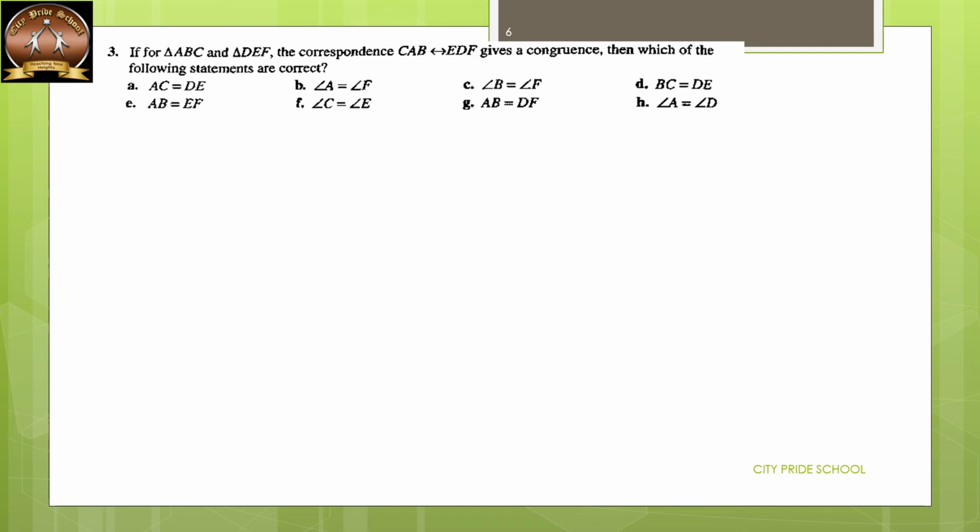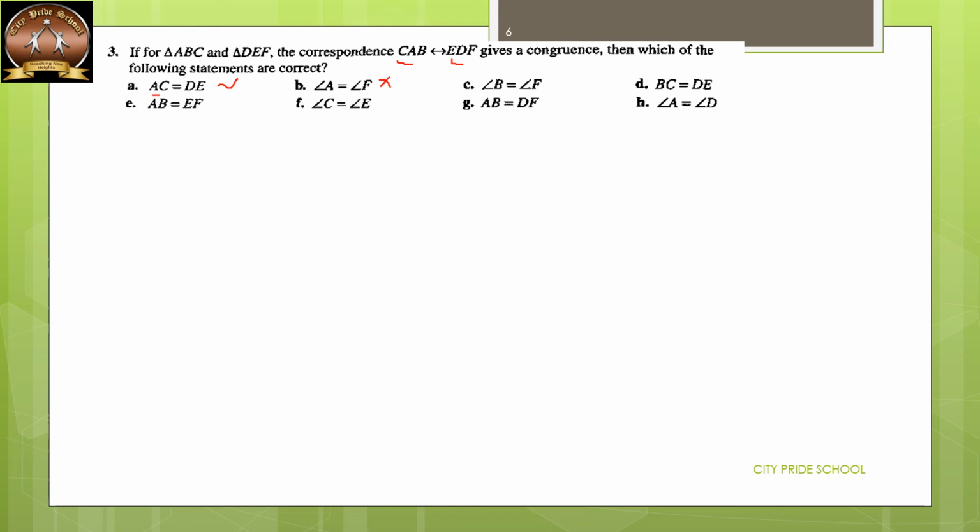Come to statement number 1. It says that AC is equal to DE. So let us verify whether this is correct. Okay, so you can see here that AC is there. So is AC congruent to DE? Yes. So my statement is correct. Come to the second one, B. Here it says angle A is equal to angle F. So you can see that when the correspondence is written, it is written as CAB is corresponding to EDF. That shows that angle A is not equal to angle F, but angle A is equal to angle D. So my second statement is wrong.